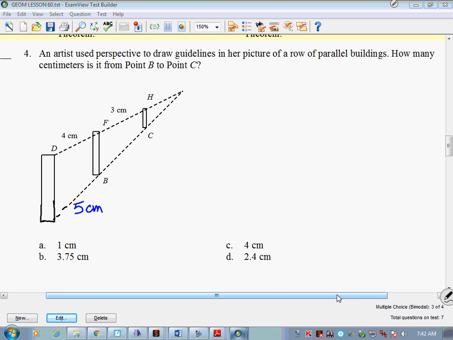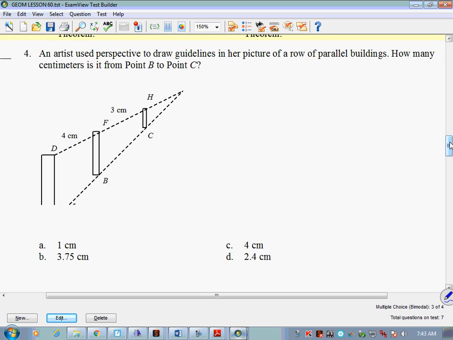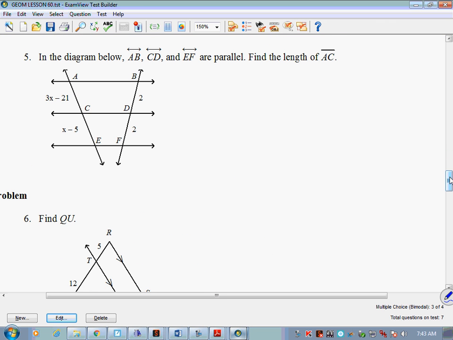So if we're looking for this, then we can do 4 over 3 is proportional to 5 over x. So 4x equals 15 by cross multiplication. And 15 divided by 4 is 3.75 centimeters. 3.75 centimeters. Okay, 5 is bringing us into that fourth theorem.